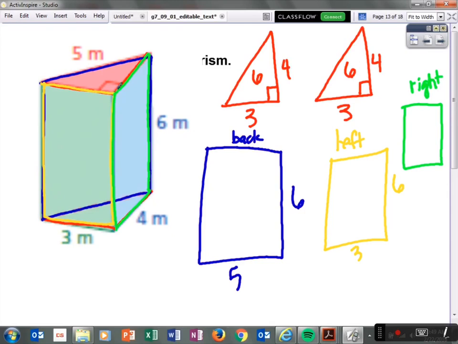So the green one, what is the base? 4. And what is the height? 6. Again, notice all of those were the same. I don't know why you're packing up. I understand you have less than a minute, but that's my time.